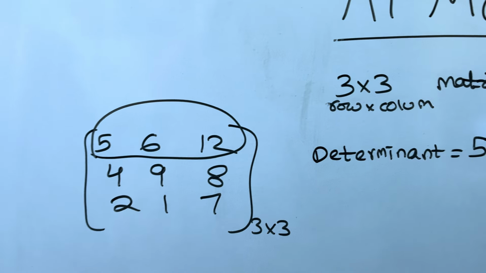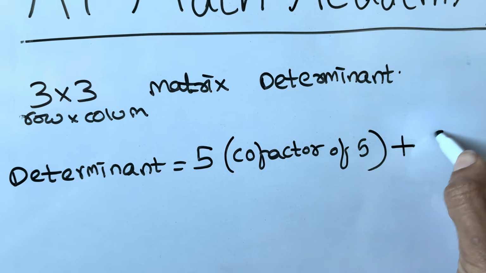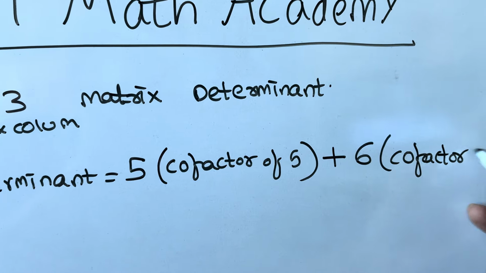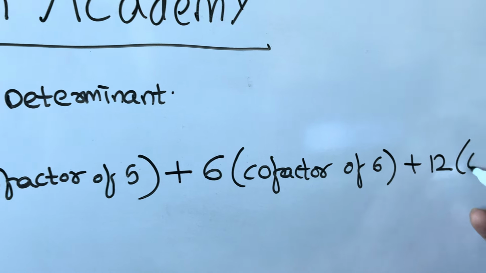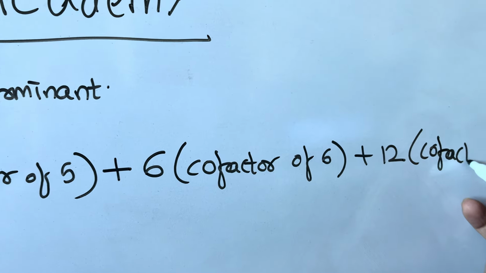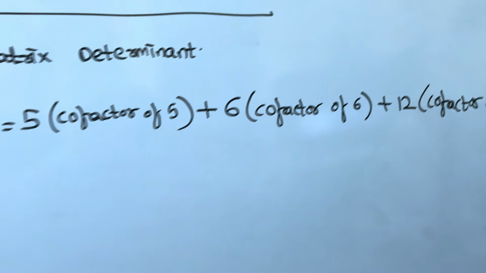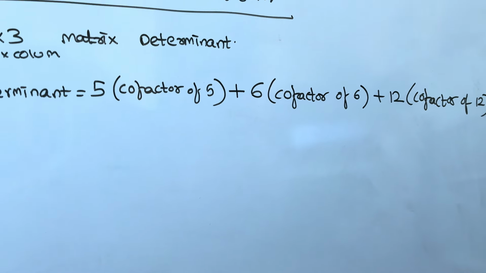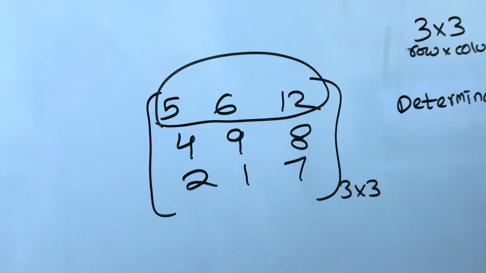And my second element here is 6. So I need to add plus 6 and cofactor of 6. And my third element is 12 and cofactor of 12. So this is the formula for finding the determinant. And now let's start by finding the cofactor of each element.